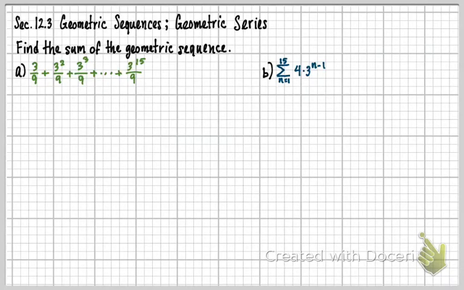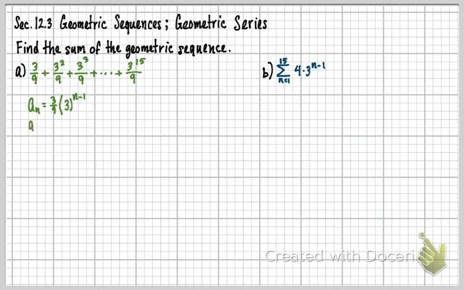This problem says find the sum of the geometric sequence. So we're going to look for a sum here, and we're adding these up. Keep in mind my formula says my a sub n is going to equal 3 over 9, because that's my first term, that's my a1, and my ratio here is actually 3 to the n minus 1. And I think that would work here, so we're going to try that out and see.